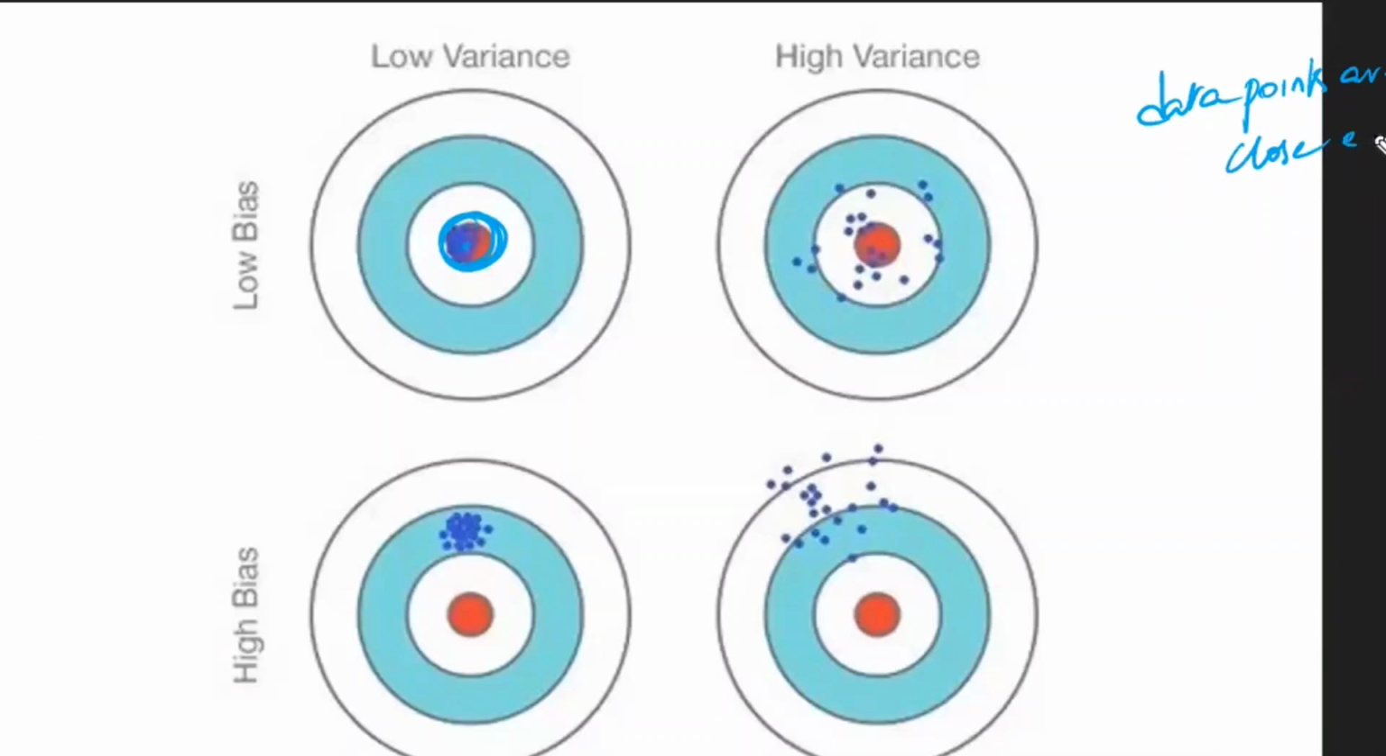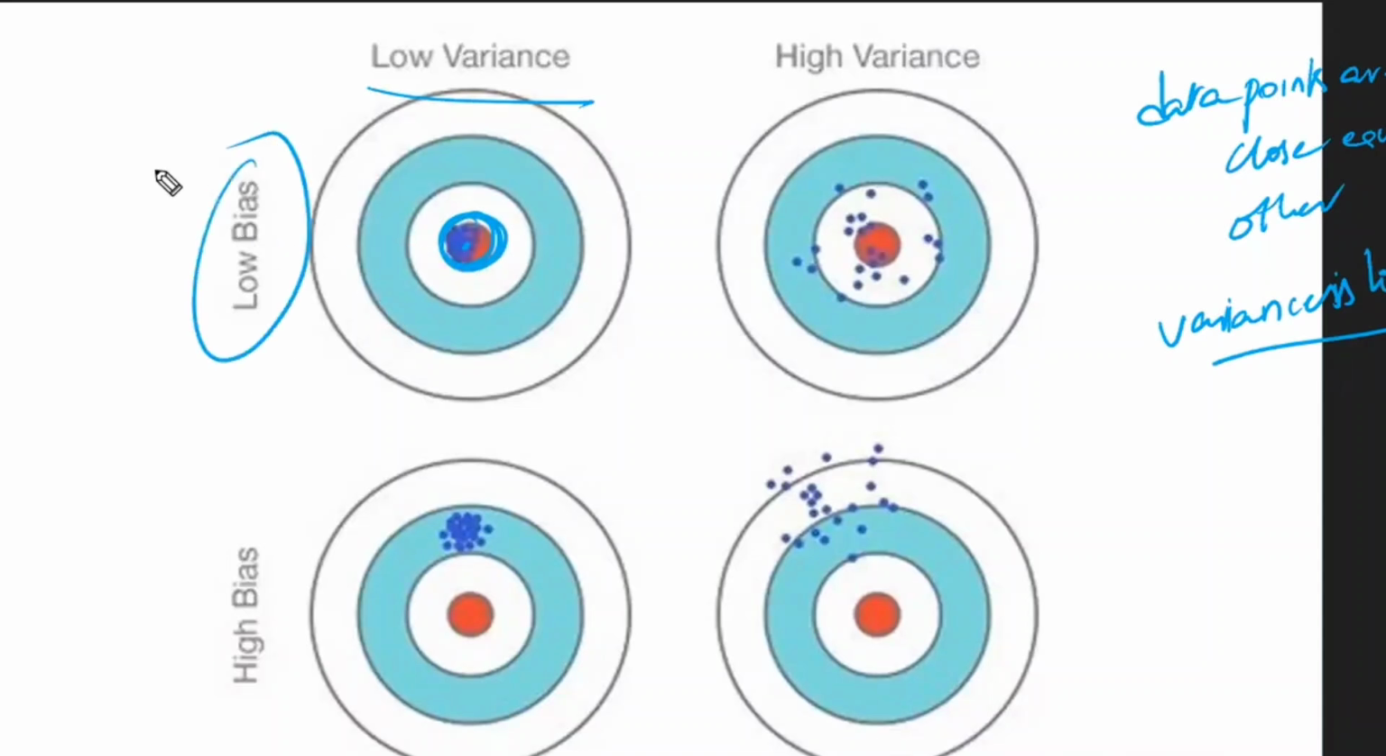Close to each other means the variance is low. In this case, the variance is low, so it is called low variance. And it is close to the target. Within the target, it is very close. So it is having low bias.